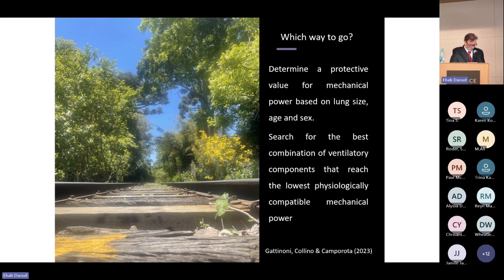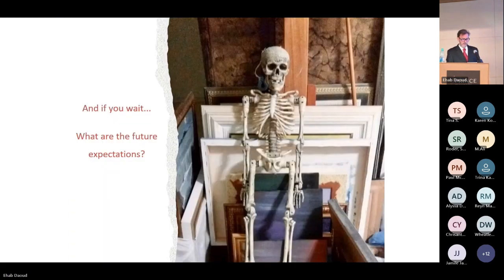Which way to go? Determine a protective value for mechanical power based on lung size, age, and sex. Search for the best combination of ventilatory components that achieves the lowest mechanical power compatible with adequate gas exchange and hemodynamics. And the expectation.